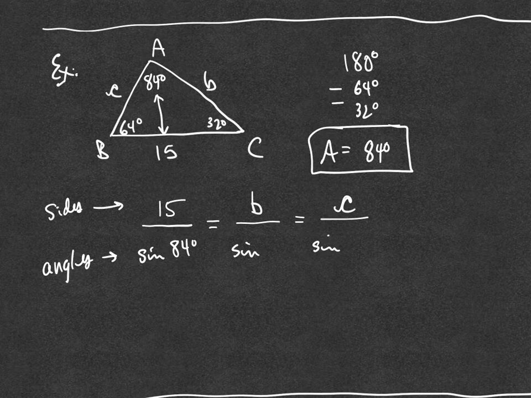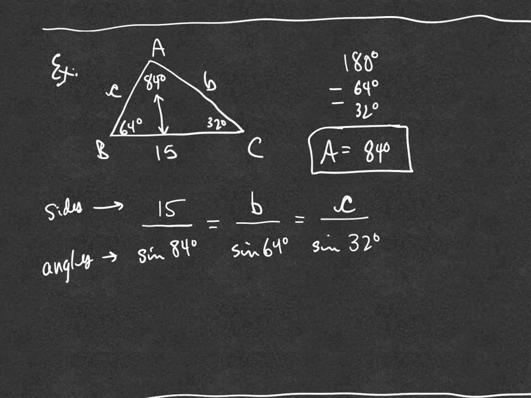84. What angle is across from B? 64. And what angle is across from C? 32. Okay? And now what we're going to do is we can't work with all 3 fractions at the same time. We have to cover one up.